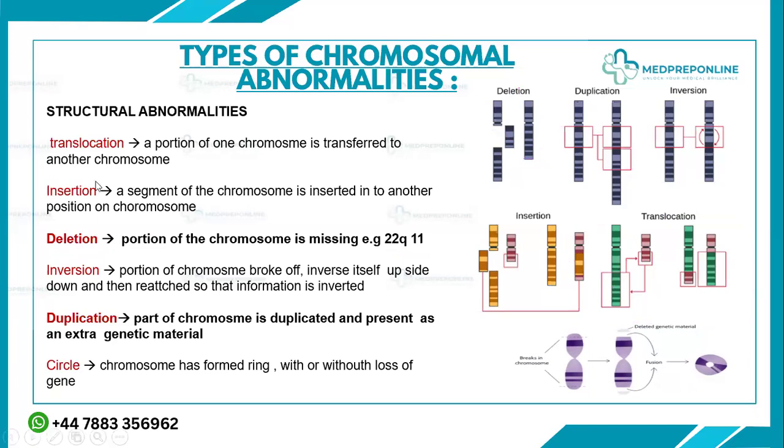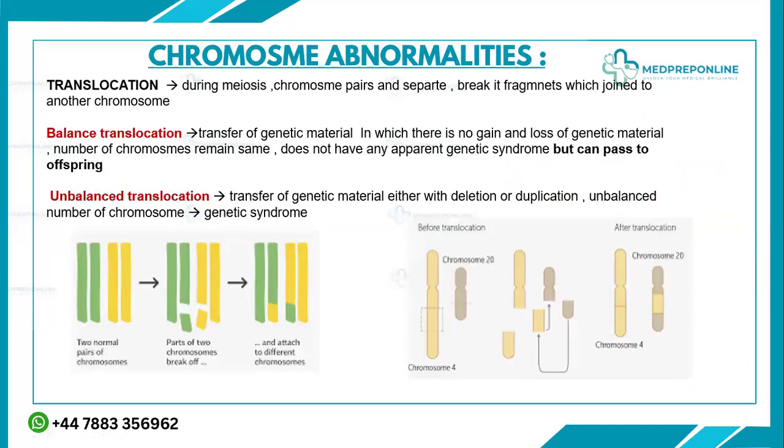Regarding translocation, there are two basic types of translocation during meiosis. For TAS, we did meiosis 1 and meiosis 2. In the process of meiosis, basically, one cell divides into four, which can then get fertilized by another. During meiosis, chromosomes pair and separate, break into fragments which join to make another chromosome.